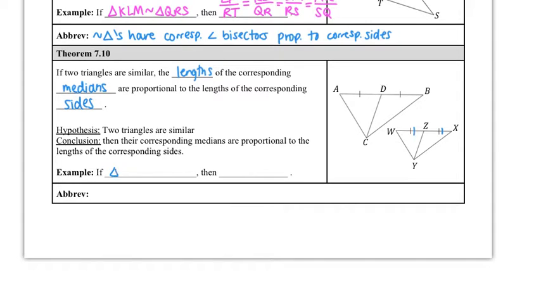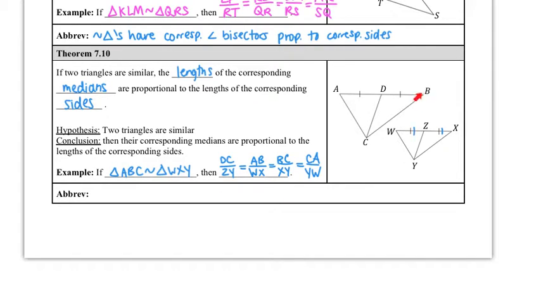So that's our hypothesis if the triangles are similar. So if triangle ABC is similar to triangle WXY, then we had all those proportions that we had before, but the medians join in there. So I'm going to say DC is to ZY as AB is to WX, as BC is to XY, as CA is to YW. And again, just like the other ones, there are three medians in a triangle, so those would also join in here.